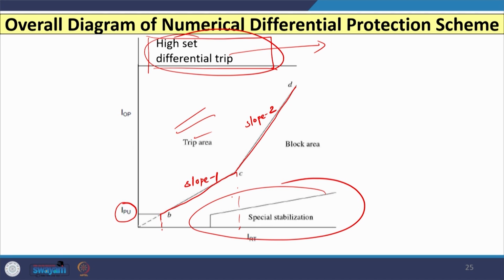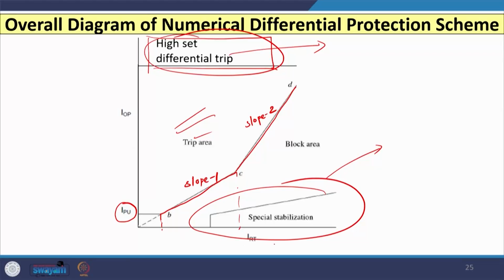The other type of setting is given for the restraining region. This is specially used in case of heavy through fault, especially when CT saturates, let us say a triple L fault occurring very near to the transformer, and if one of the CTs saturates and the other side winding CT is working in the linear region, then that is the case of restraining condition, and to provide stability against such a condition, this type of setting is also provided by the manufacturer.